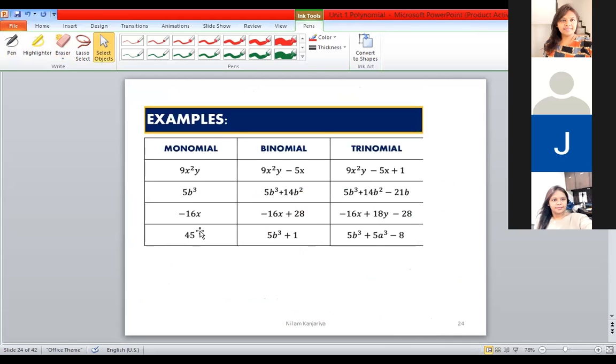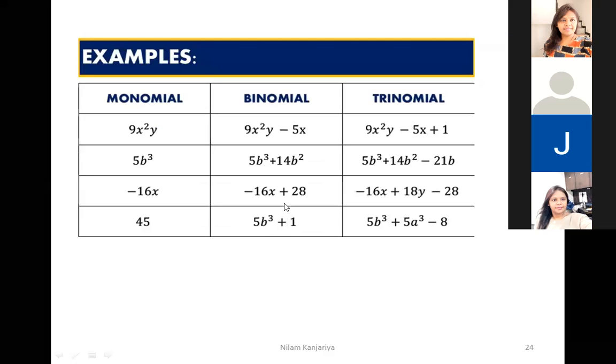Look at every question. This has a single term, so it is a monomial. This contains 2 terms, so it is a binomial. And it contains 3 terms, so you can say this is a trinomial. And look, all variables have a power from W. X has a power 2, Y has a power 1. Same here, A, B, C all have positive powers, belonging to W. Understood?